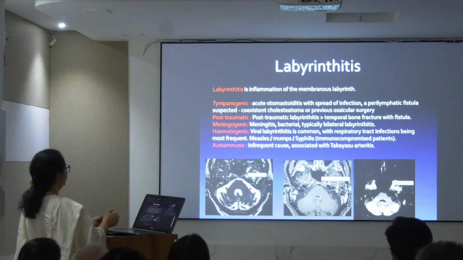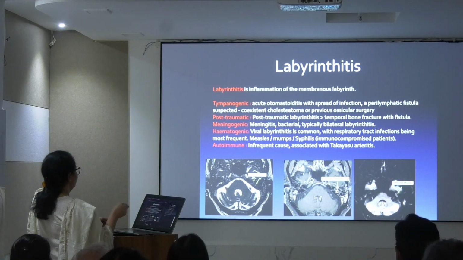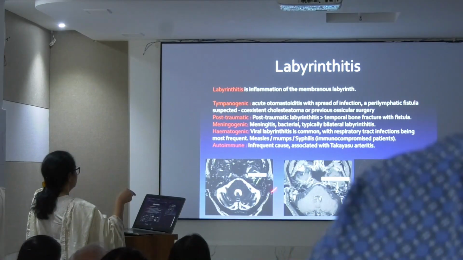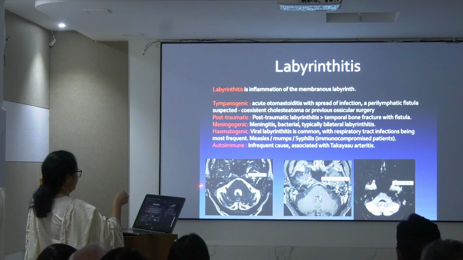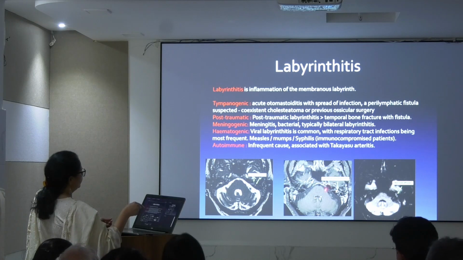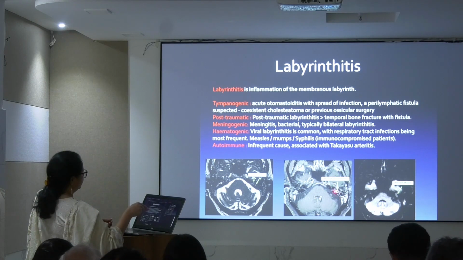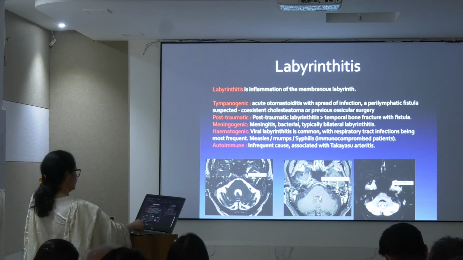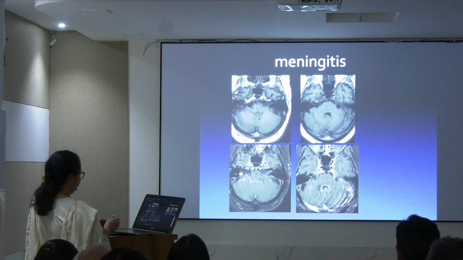Labyrinthitis is an inflammation of the membranous labyrinth, where on these plain images we don't see anything. This is the conventional T2 image. But when we give contrast, here this is the lateral semicircular canal, this part enhanced because of the inflammation.